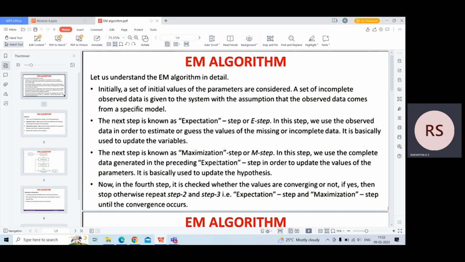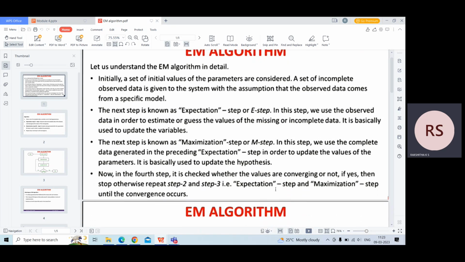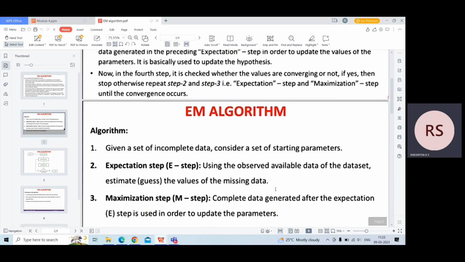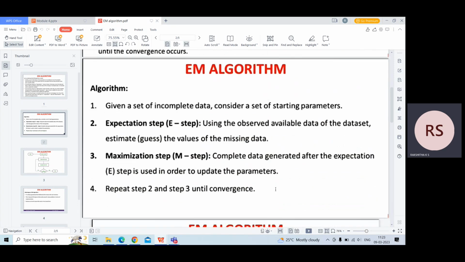The next step is the maximization step, which we also call the M step. This step is used to complete the data generated in the expectation step. So whatever data we generated in the expectation step, we take that data and do the maximization. And at the last step, we check the value: if the answer is yes, then we repeat the second step as well as the third step, that is, the expectation step and the maximization step. And next we'll see the algorithm for the EM algorithm.